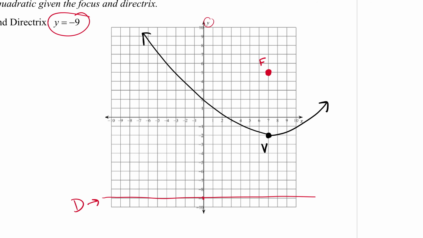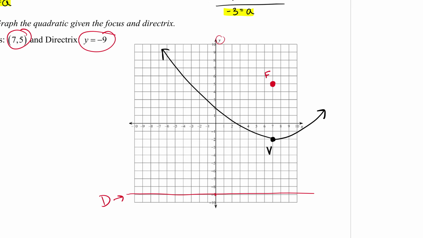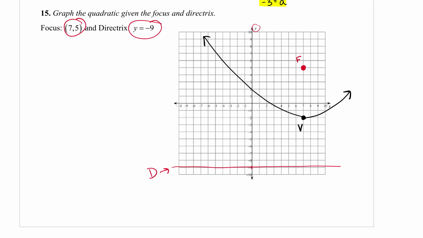And so multiple choice wise, I should be looking for that. So as long as you can get the focus, directrix, and vertex correct and know that it opens away from the directrix, that's all you got to know on this question for the test. And once you do that, you're done with the test.